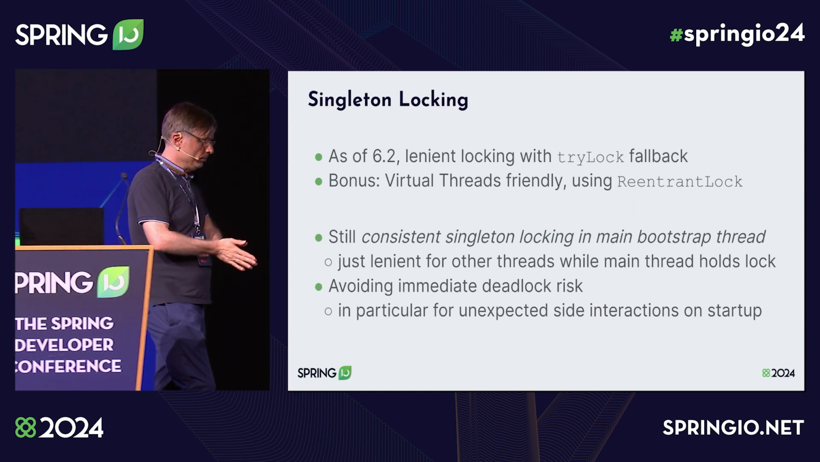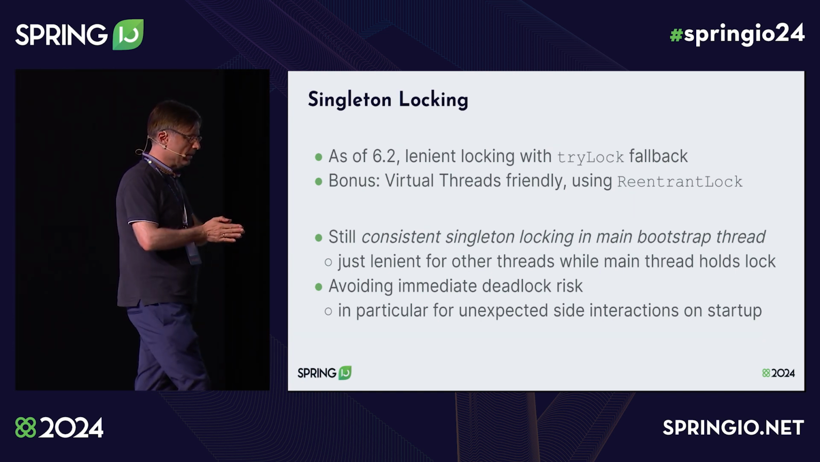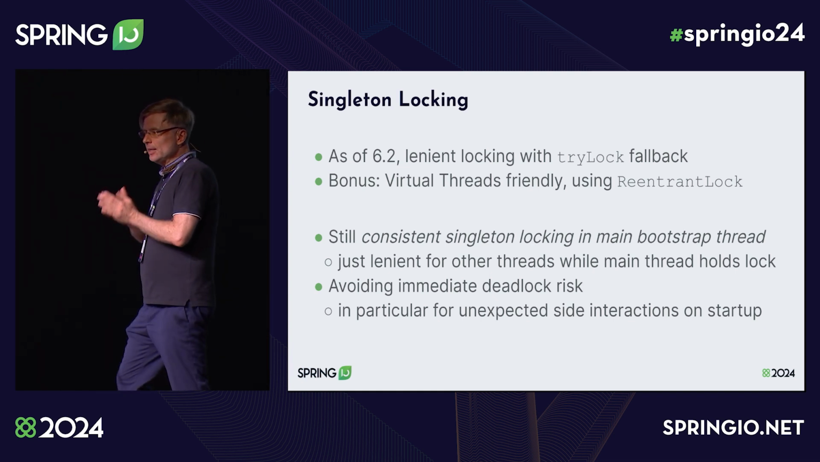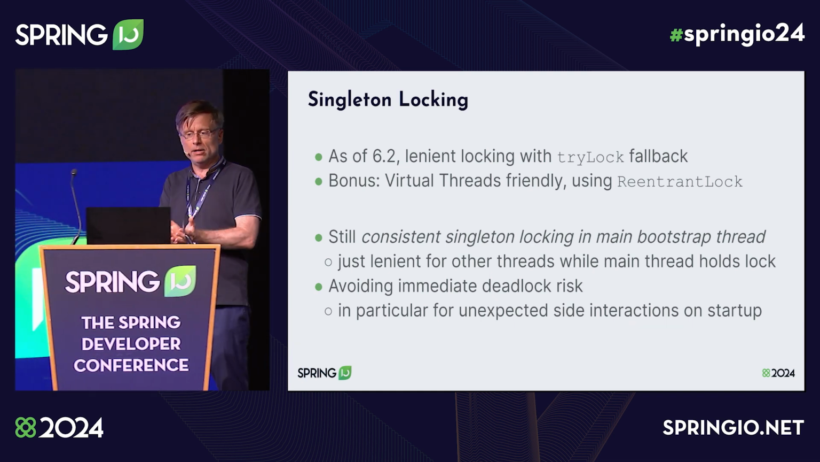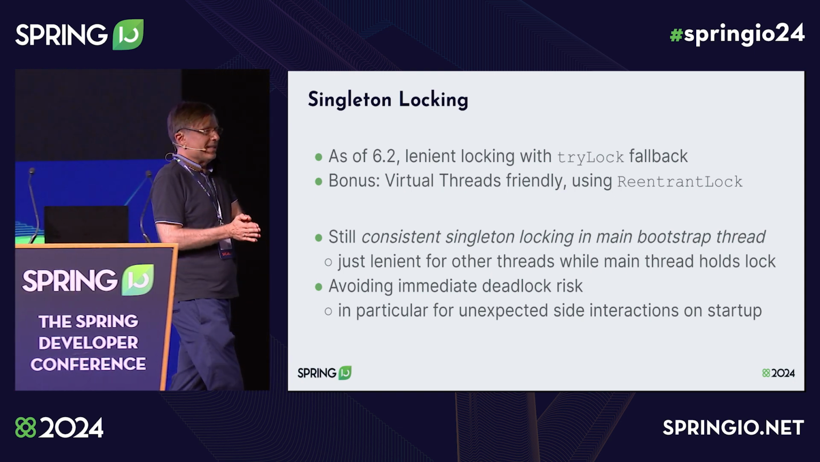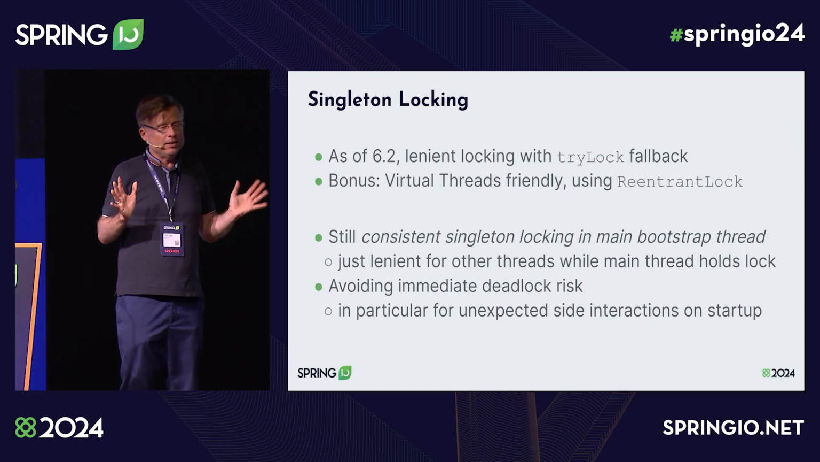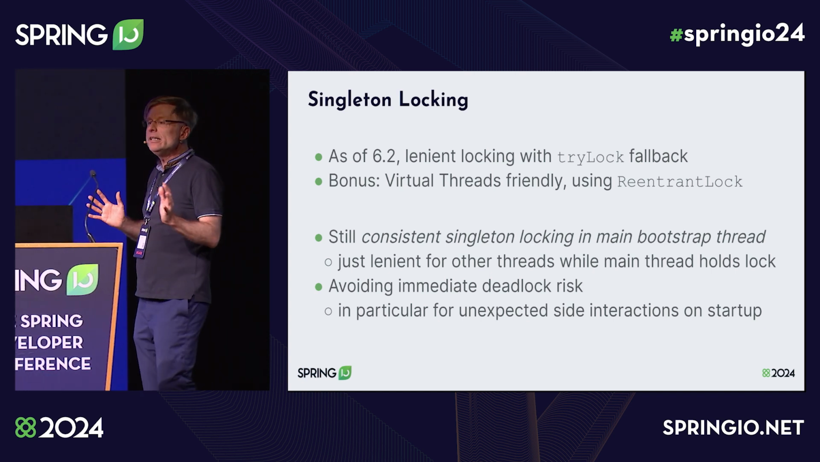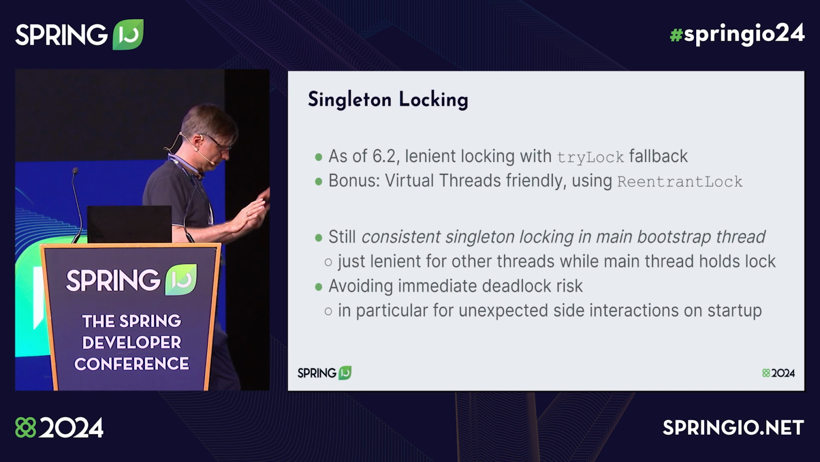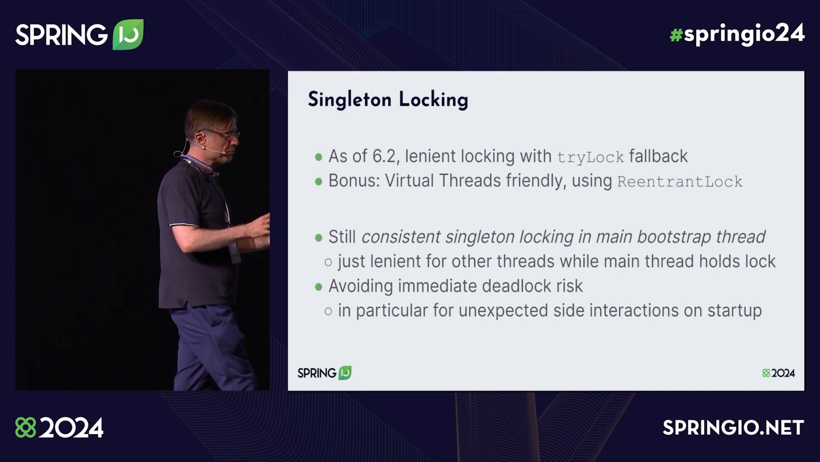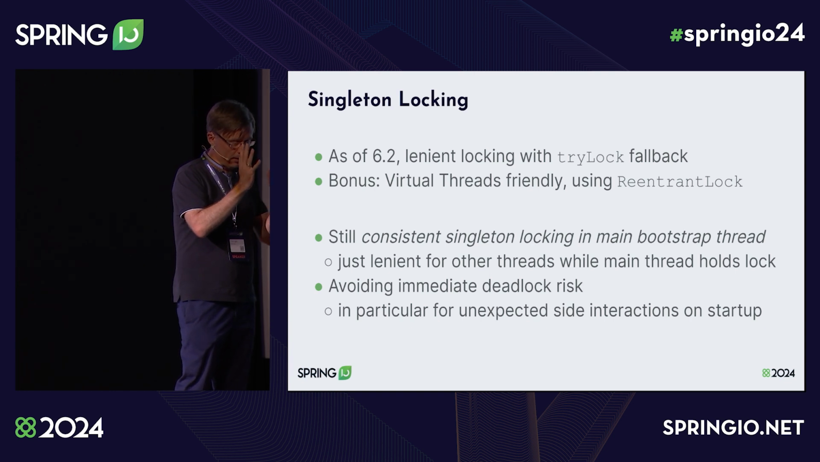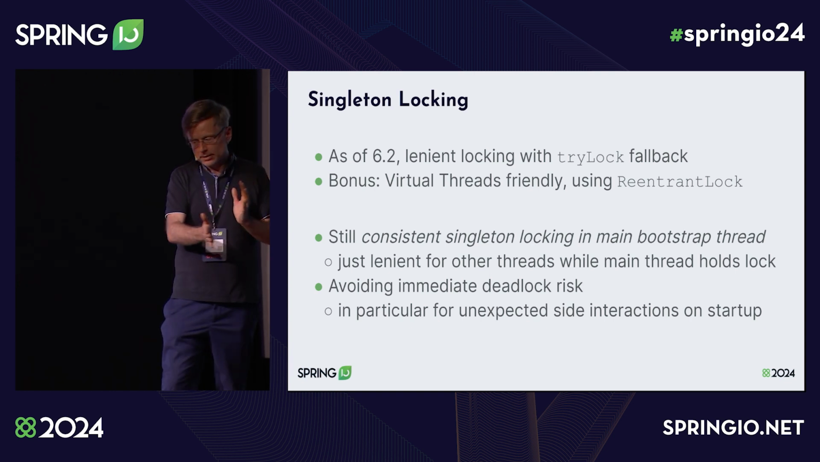So as of 6.2, we use reentrant lock, and there's a new notion of a main bootstrap thread. That's the one that consistently holds the singleton lock in a regular startup. Other threads that, for any reason, execute at the same time have lenient locking. They try to obtain the lock, if they are in the position to do so, but generally speaking, they are going to realize that the lock is already held by the main bootstrap thread.